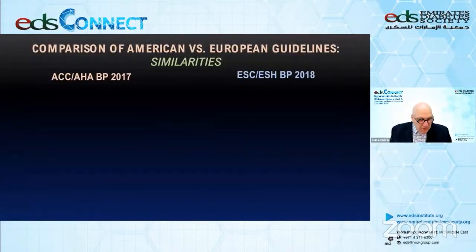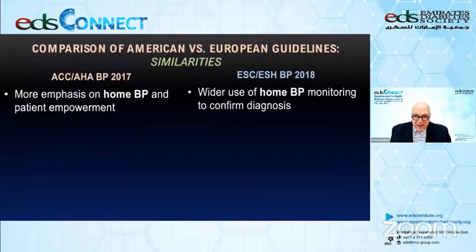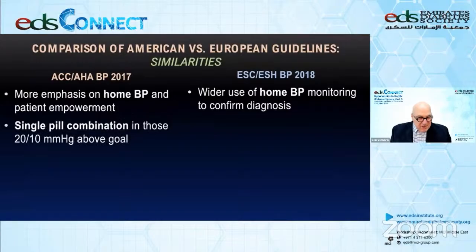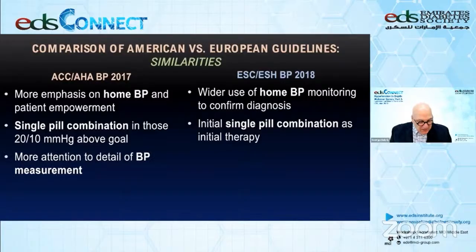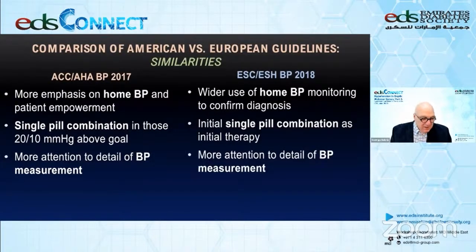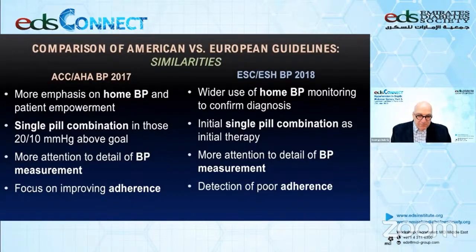Now, let's compare the similarities and the differences. The American guidelines emphasize home blood pressure, and so do the European guidelines. The American guidelines emphasize single pill initial therapy for people 20 over 10 above the goal. In the European guidelines, everybody should start with initial low dose single pill combination. There's a lot of attention paid to detail for measuring blood pressure in the US guidelines, same in the European guidelines. There's a lot of focus on improving adherence in the US guidelines, adherence to medication and diet. And in the European guidelines, they just assume adherence is going to be poor, and you need to acknowledge that. Make sure you understand that the patient should be educated on that and work from there.